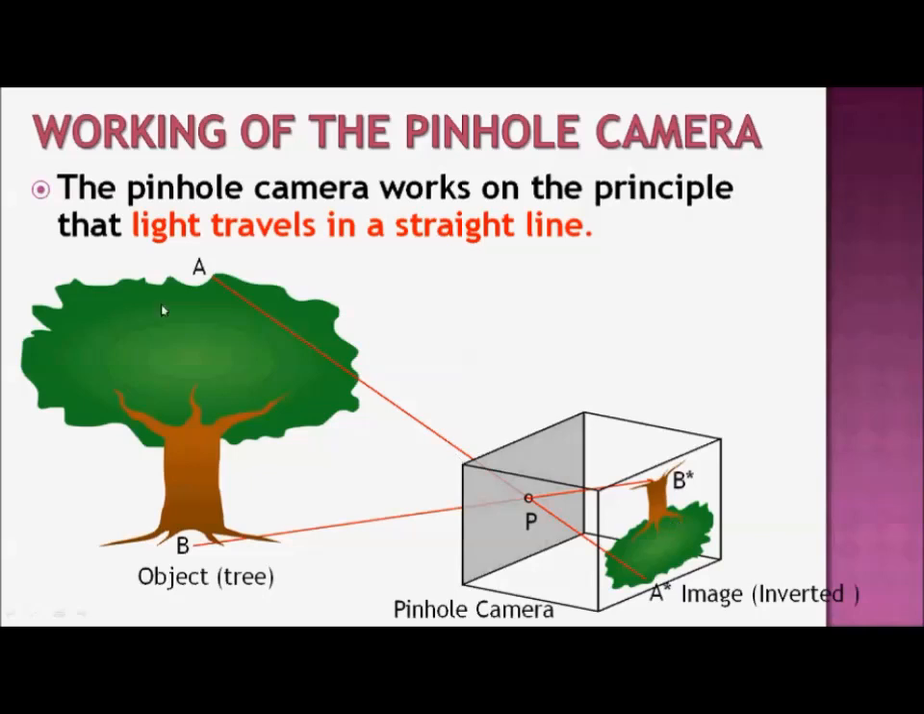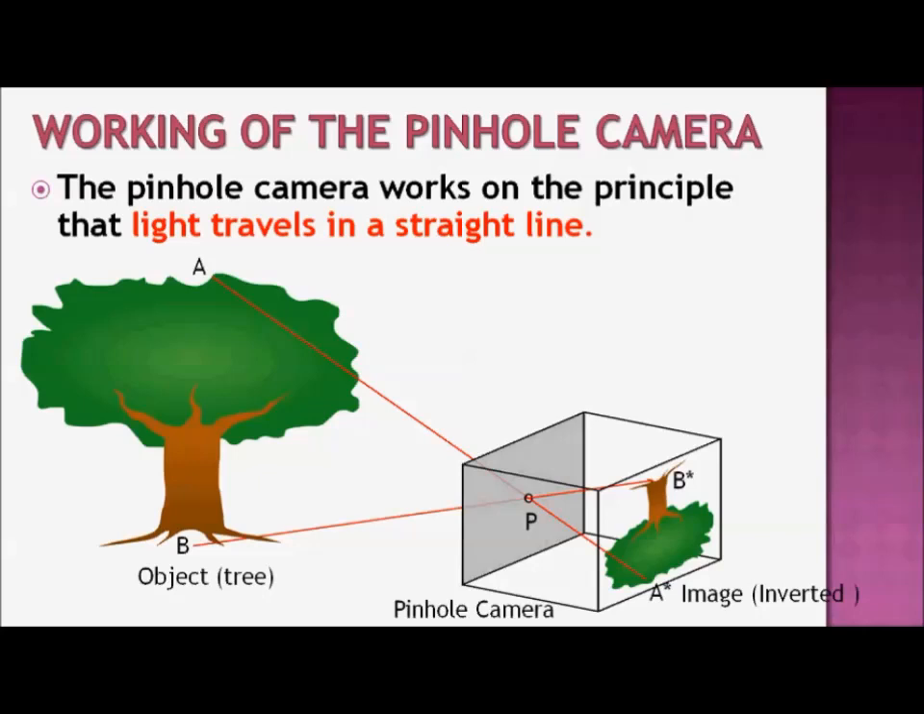Clear? That is, the light travels in a straight line from A and enters through the hole and forms an image A star. Like that, all the light rays traveling through this pinhole form an image on the screen. Clear? This is the working of the pinhole camera.